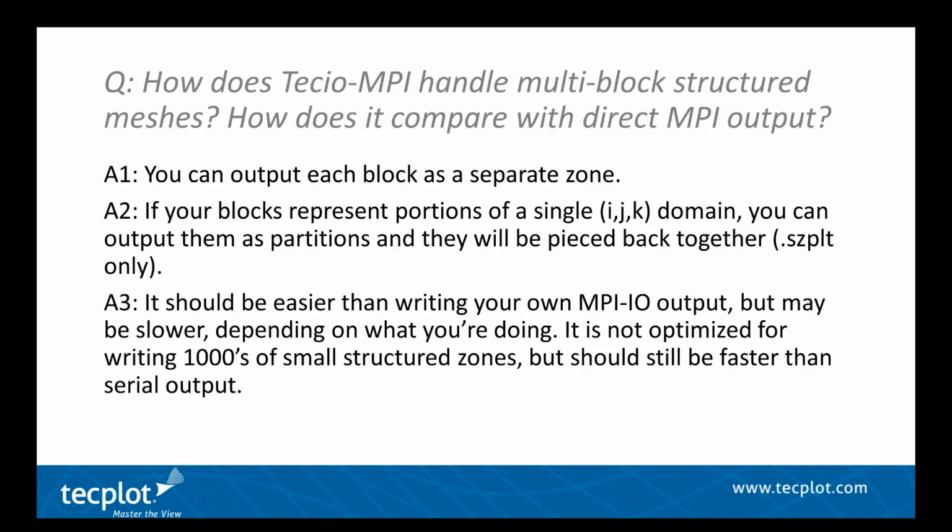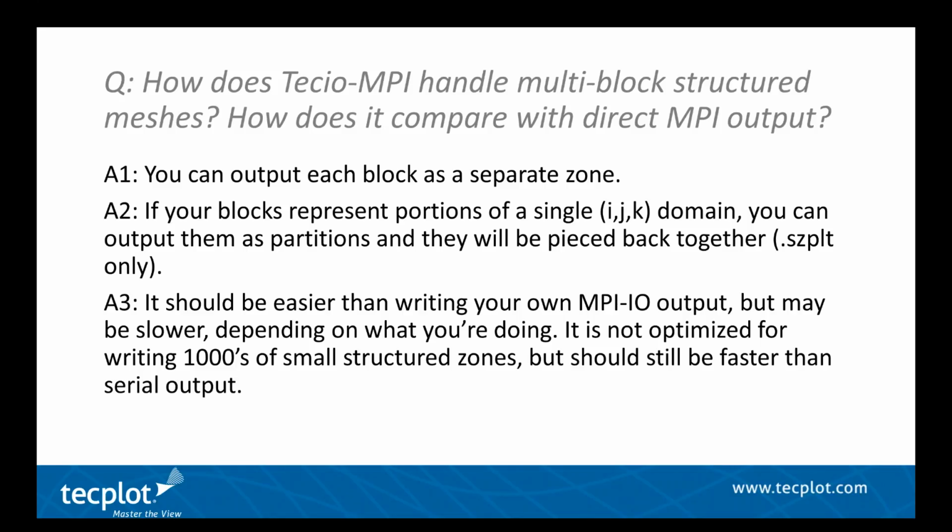How does TecIO MPI handle multi-block structured meshes? How does it compare with direct MPI output? Well, there are a couple of scenarios here. If each of your blocks is truly a separate distinct zone, then you'll want to output each of them as a separate zone to the SCPLT file. However, if each of your blocks represents a portion of a single IJK domain, you can output them as partitions, as we covered earlier, and TecIO will piece them back together as a single zone.